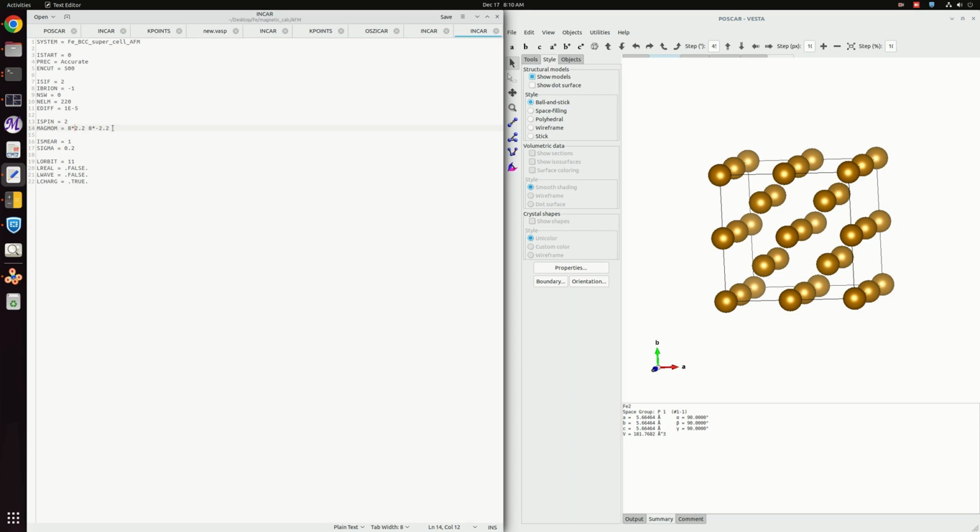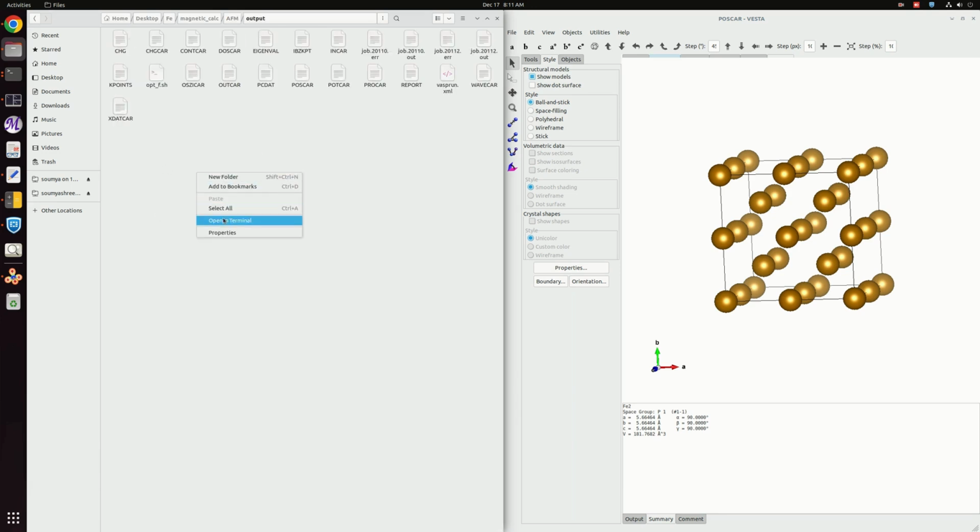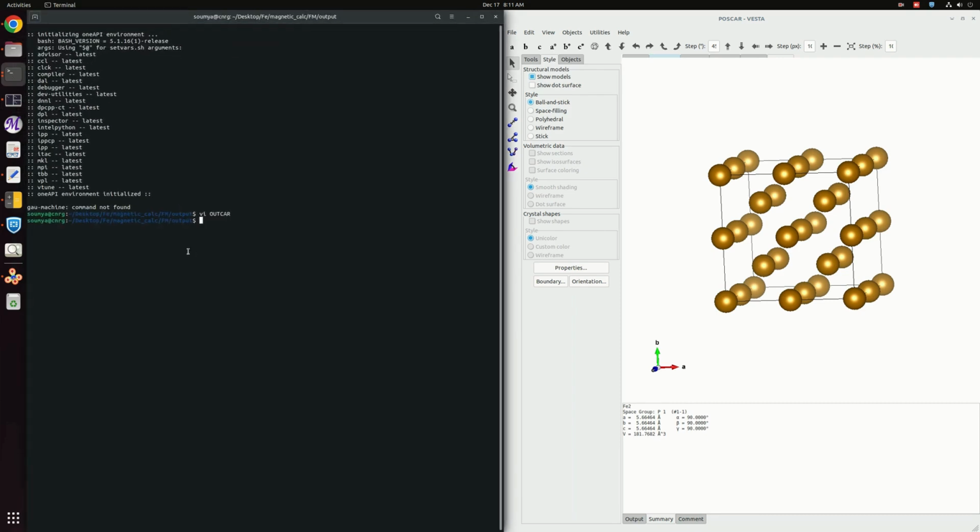This is how it is different from the ferromagnetic calculation, where all the atoms have the 2.2 magnetic moment value, and this is the only difference to distinguish between ferromagnetic and antiferromagnetic. Okay, so this part is done, and now I have got the result. A similar kind of thing we have performed, just a simple static calculation.